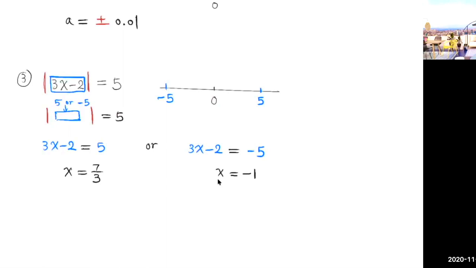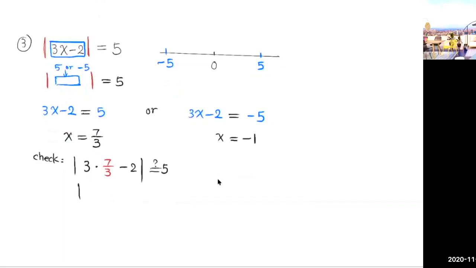Now let's check this out. Check if we have a solution. We're going to substitute this into the original equation for x. So 7 over 3 times 3, and then minus 2. This is going to be 7 minus 2, which is equal to 5. What I'm doing here is substituting this into the x over here in the original equation and seeing if the equation is satisfied. So indeed, it is satisfied here.